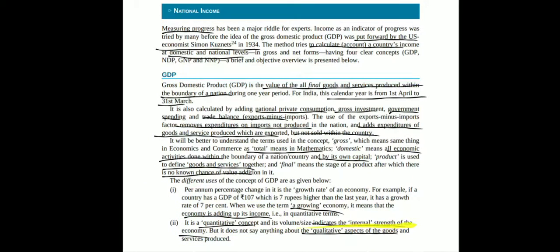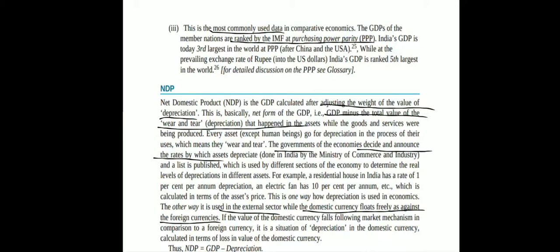It only indicates the internal strength of the economy. Why? Because we have seen here the trade balance, we have excluded the imports, and we have also added up the expenditures on the goods and services produced which are exported. So we only see the internal strength. Also, it does not tell us about the qualitative aspects of the goods. It's only the quantitative that we see. We also have one more thing.